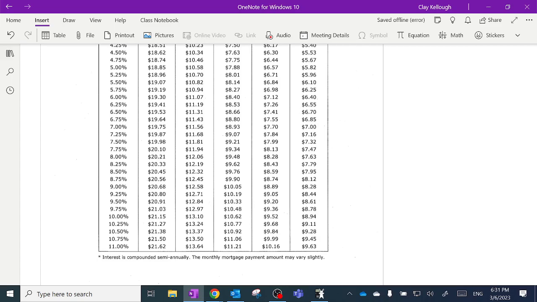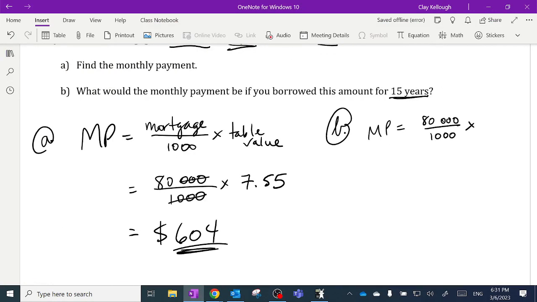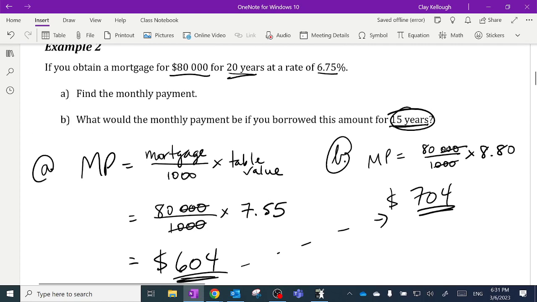So 880 is my new number. Again, zeros go bye-bye. So I'm looking at 80 times 8.80, and I'll just do that on my calculator. 80 times 8.8 is going to be $704. So as you can see, for $100 more a month, I have 5 fewer years of mortgage to pay.